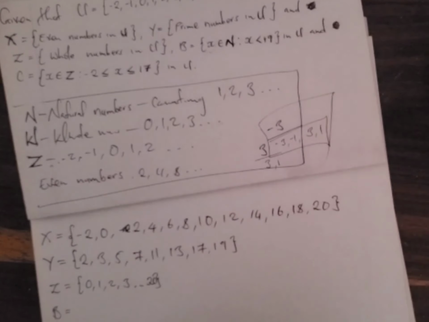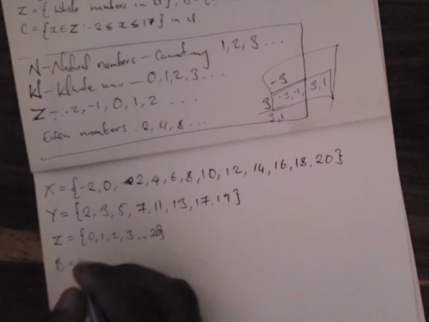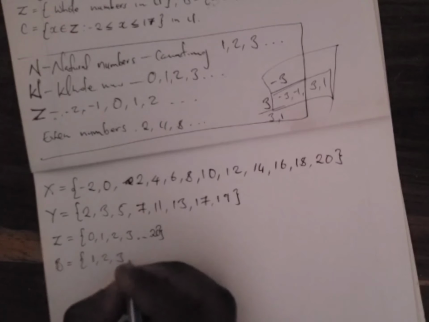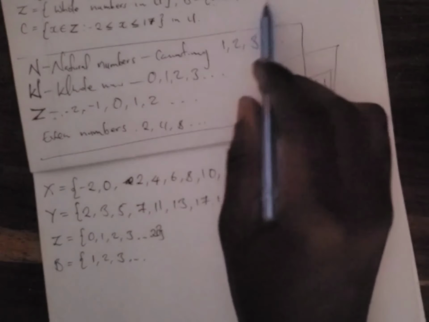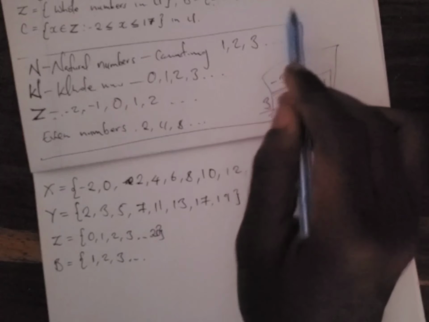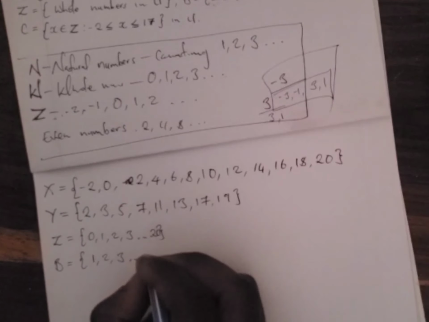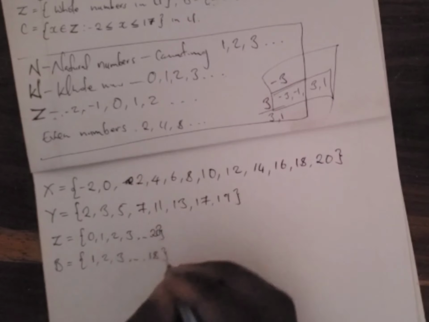So what are natural numbers? Natural numbers are counting numbers. So B has X, and X is a member of natural numbers, such that X is less than 19. So we are simply going to start from 1, 2, 3, going on up to 18. They are saying less than 19, not less than or equal to 19, so 19 is not part of that set. So 18 is where we end.